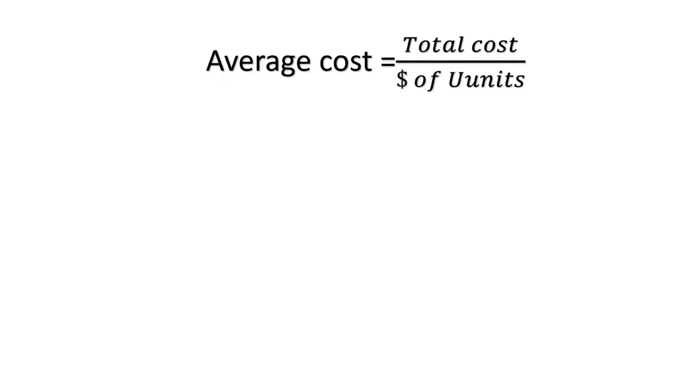So let's see how to calculate the cost, especially the cost of ending inventory. In case of average cost, we know that the average cost is equal to total cost divided by number of units. So say, for example, the average cost is $10, and if we have 10 units in our ending inventory, its total is going to be $100.